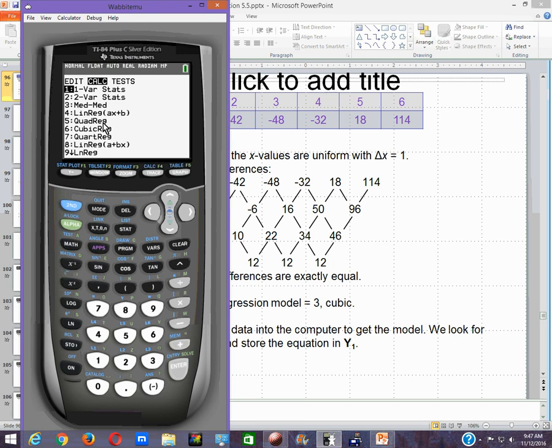Notice there's quad, there's quartic. Notice there is no quintic. So scroll down to cubic, or you can just press 6 from the keypad, and we're going to store it in y1. Vars, Y-vars. Hopefully we've done this enough times that it's just something routine for you now. Then calculate, and there it is. It looks like 2x cubed minus 7x squared minus 9x minus 12.